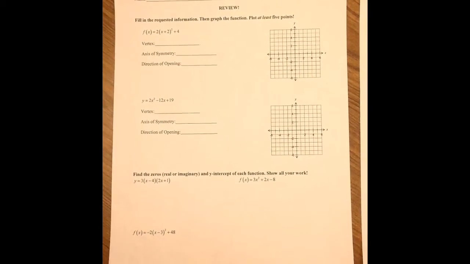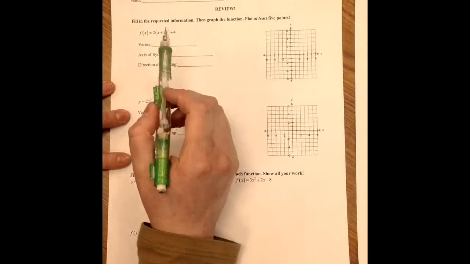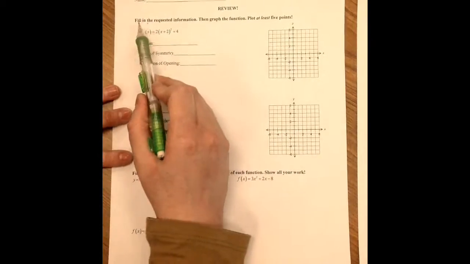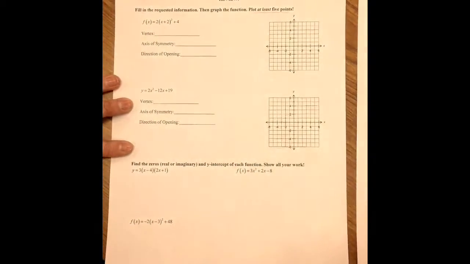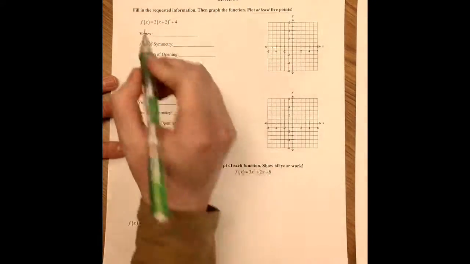Okay, we're just going to do a quick review for the test so that you're ready for it. The first questions say, fill in the requested information, then graph the function, make sure you plot at least 5 points. So on this first one, I'm going to find the vertex.